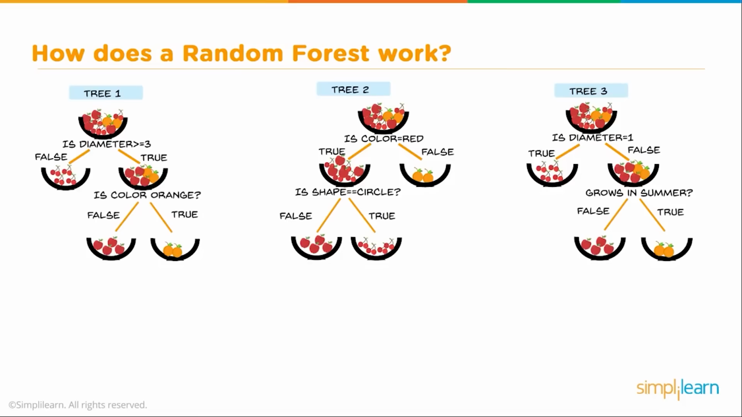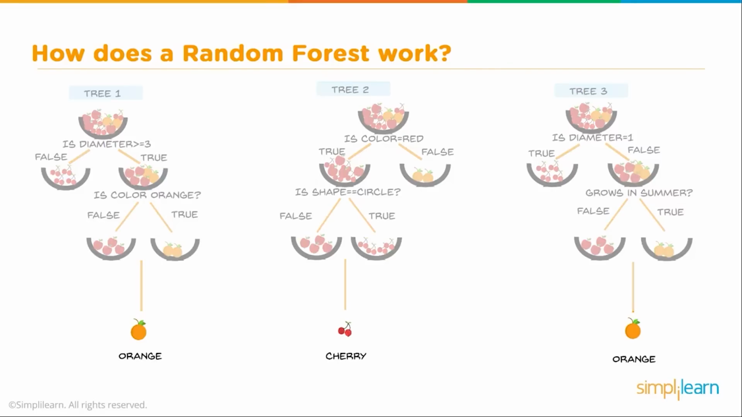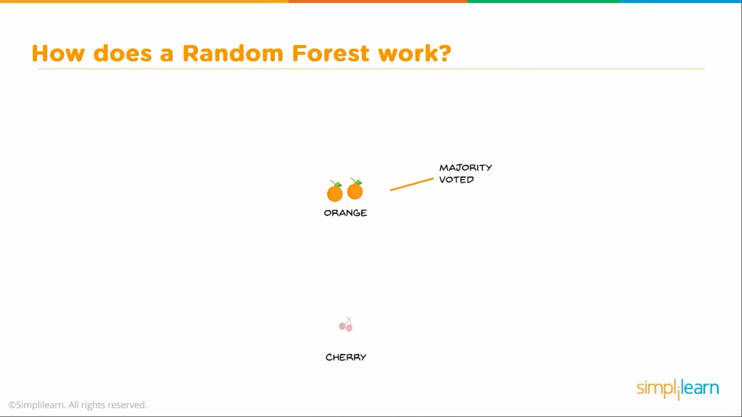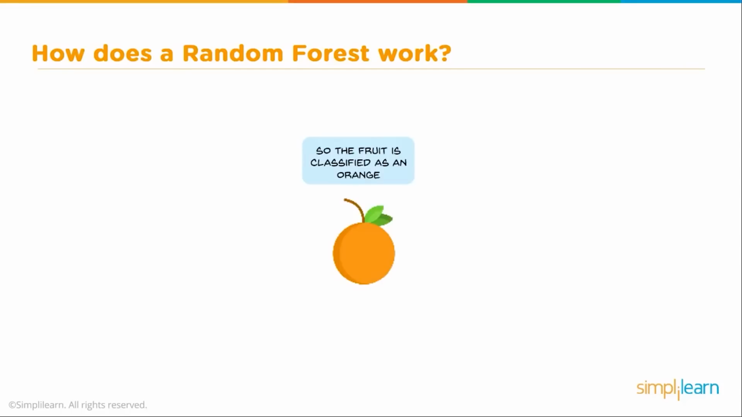So how does this random forest work? The first one says it's an orange. The second one said it was a cherry. And the third one says it's an orange. And you can guess that if you have 2 oranges and one says it's a cherry, when you add that all together, the majority of the vote says orange. So the answer is, it's classified as an orange, even though we didn't know the color and we're missing data on it. I don't know about you, but I'm getting tired of fruit.